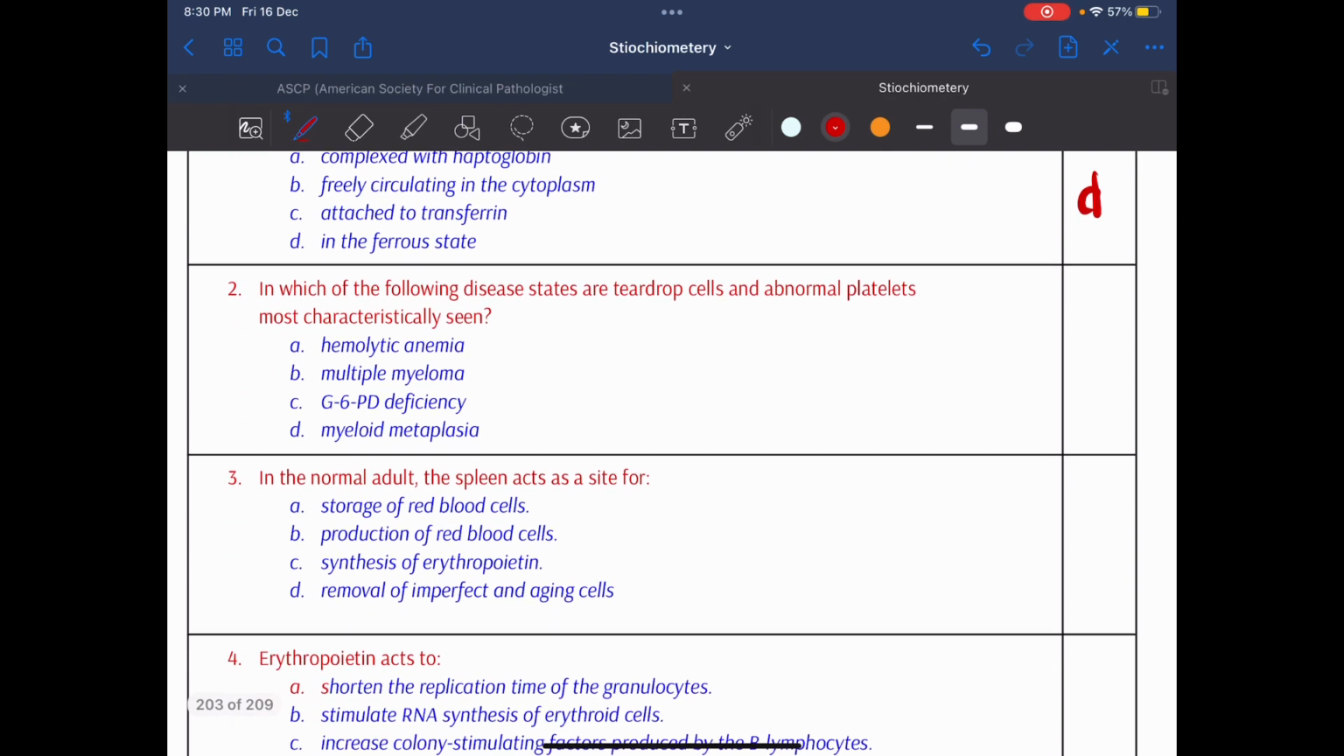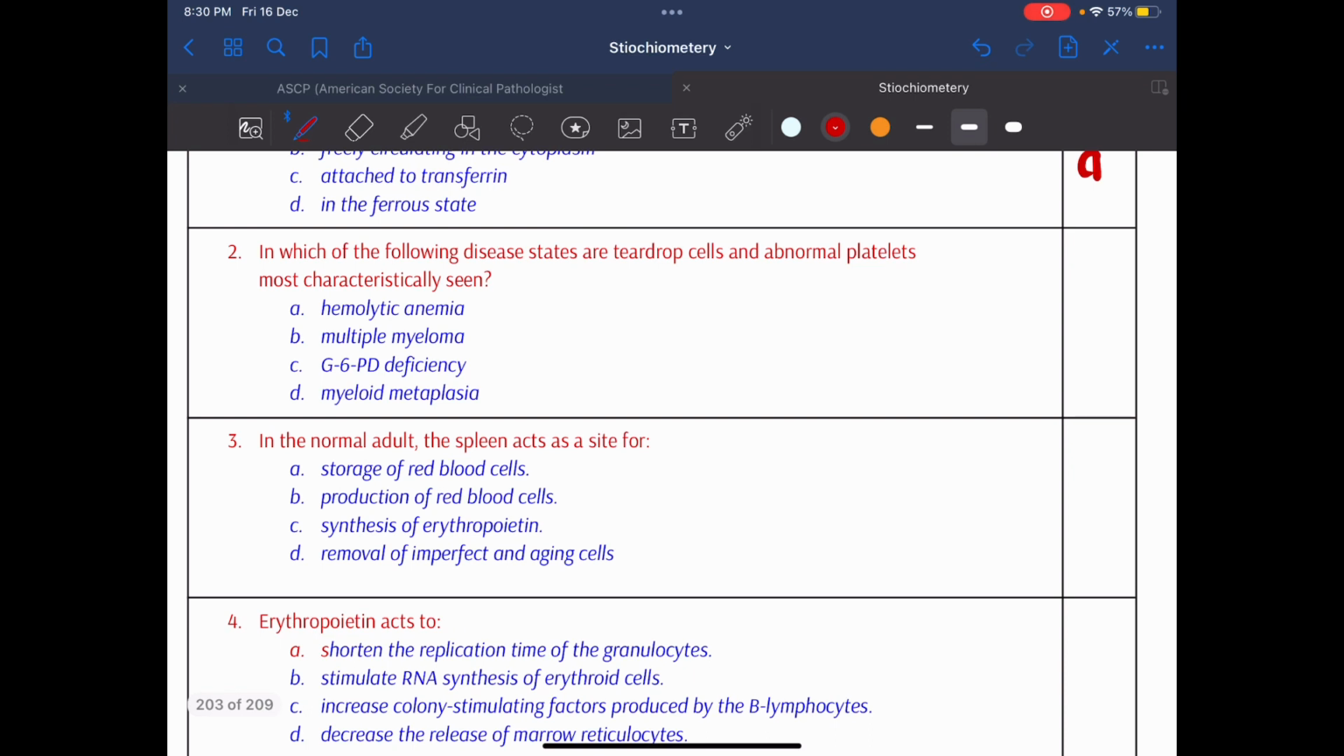Question number 2. In which of the following disease states are teardrop cells and abnormal platelets most characteristically seen? Hemolytic anemia, multiple myeloma, glucose 6-phosphate dehydrogenase deficiency, myeloid metaplasia. The correct answer is myeloid metaplasia. So it is D. Next question.